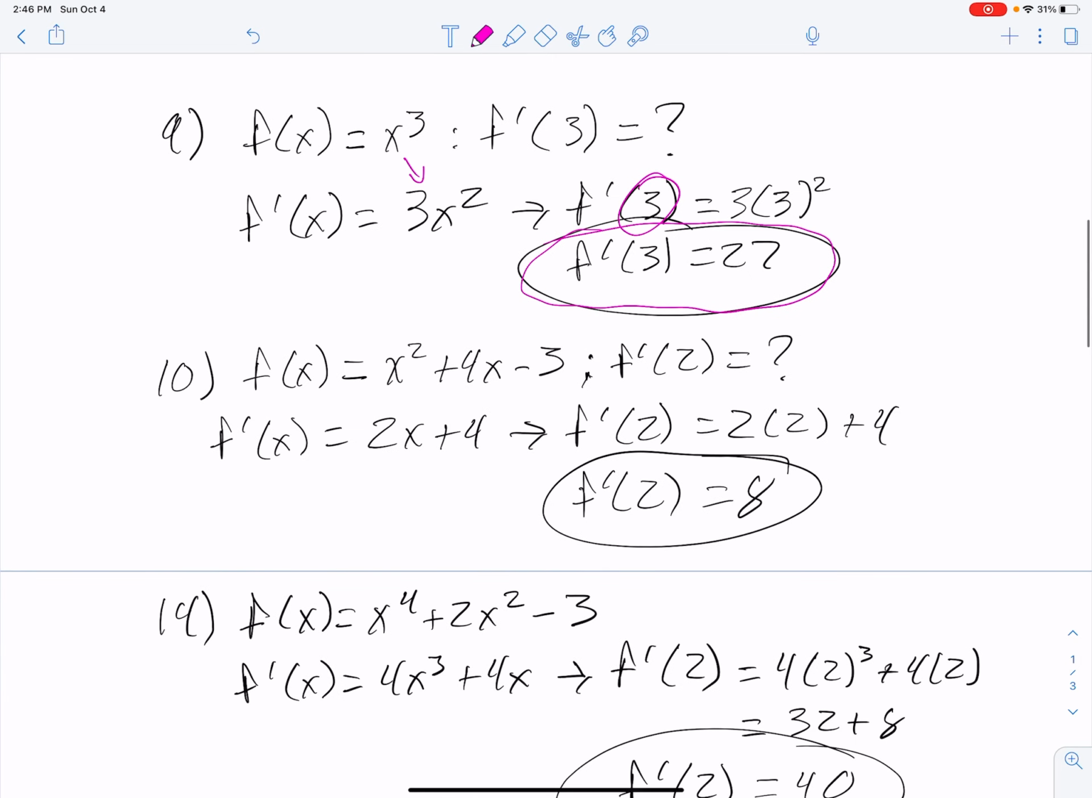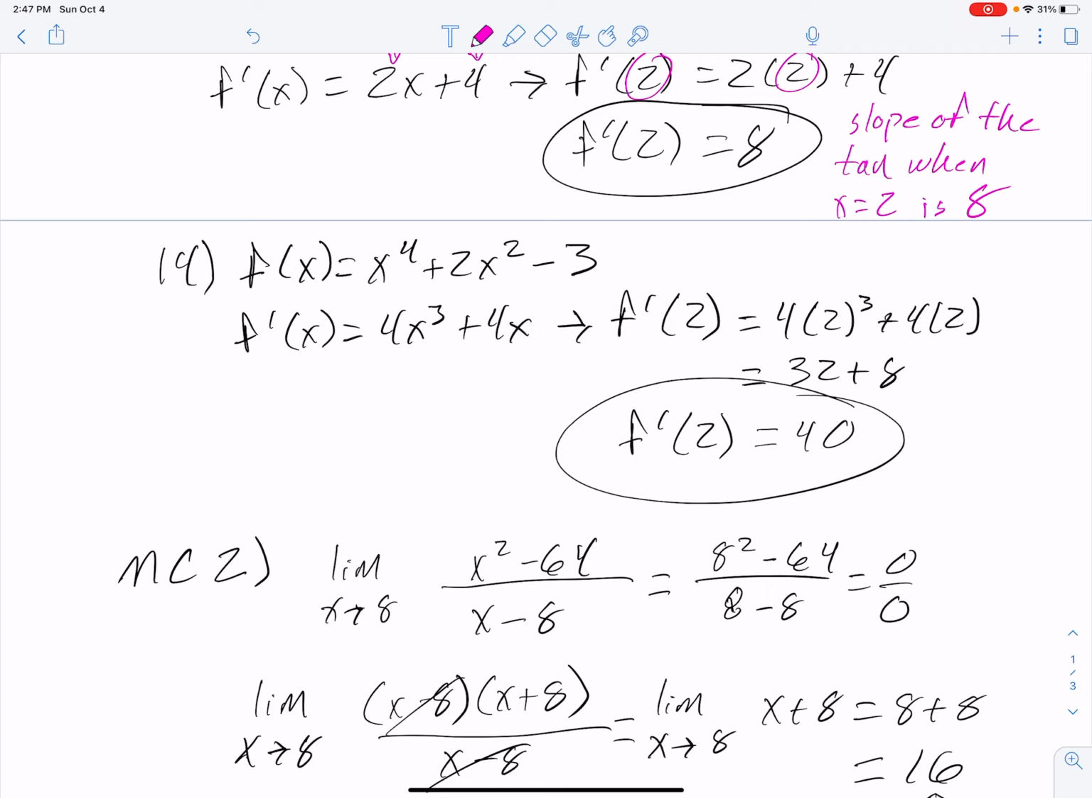Number 10, another numeric derivative. So again, I use my power rule. Derivative of x squared plus 4x minus 3 is 2x plus 4. I substitute in my variable, and I get 8. And so again, the slope of the tangent when x equals 2 is 8.